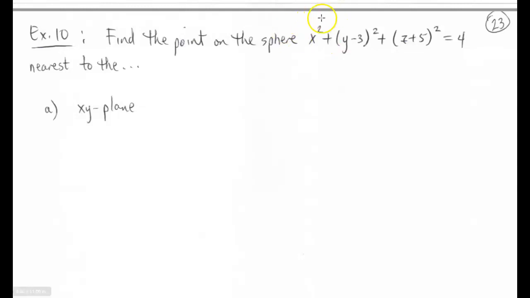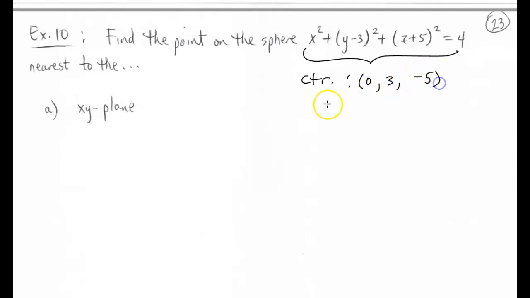Now, notice that, first of all, this is a sphere that has a center of (0, 3, -5) and a radius of 2, since square root of 4 is 2. If we compare that to the points that are on the xy plane, remember that by definition, points on the xy plane have a z-coordinate value of 0. Every point on the xy plane has z equals 0, okay?